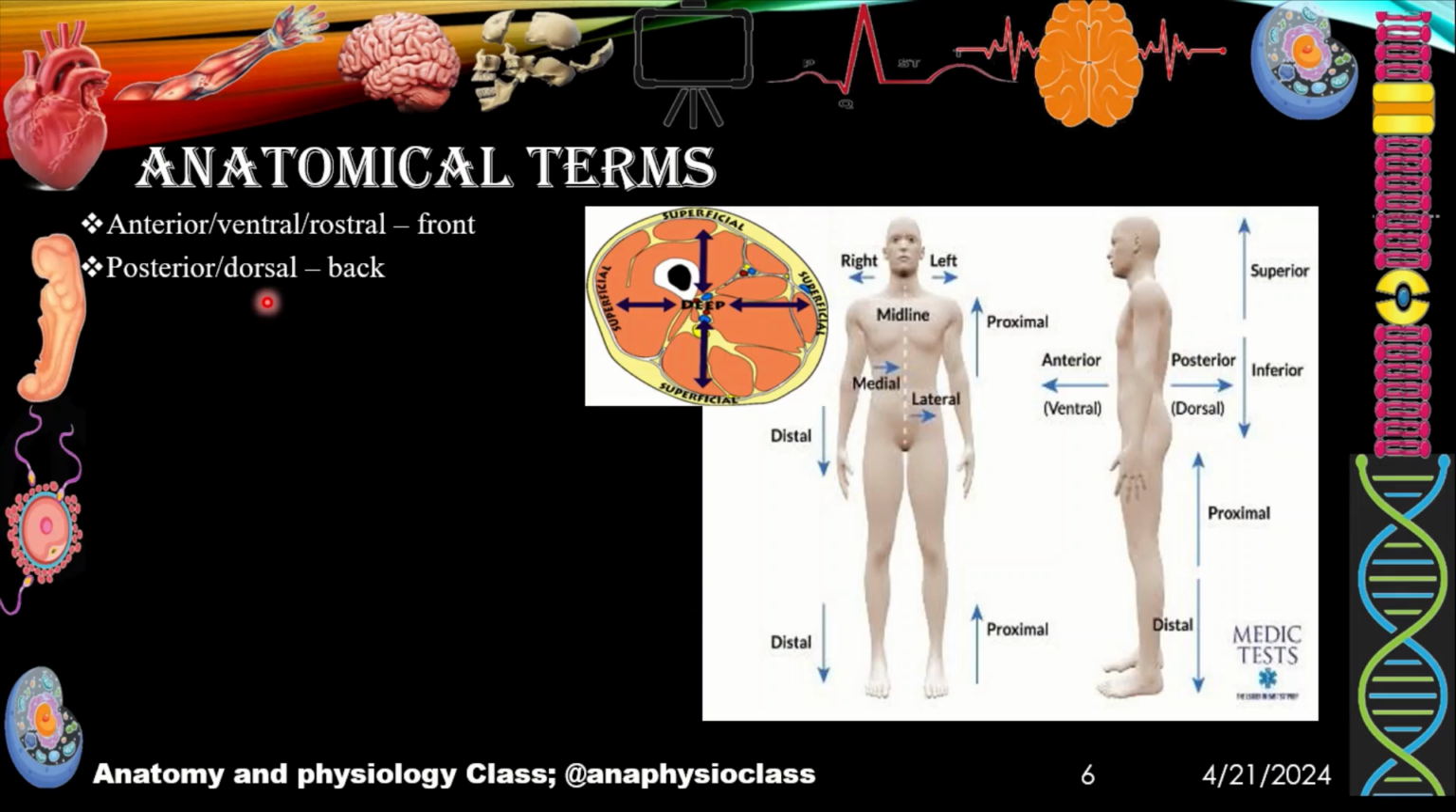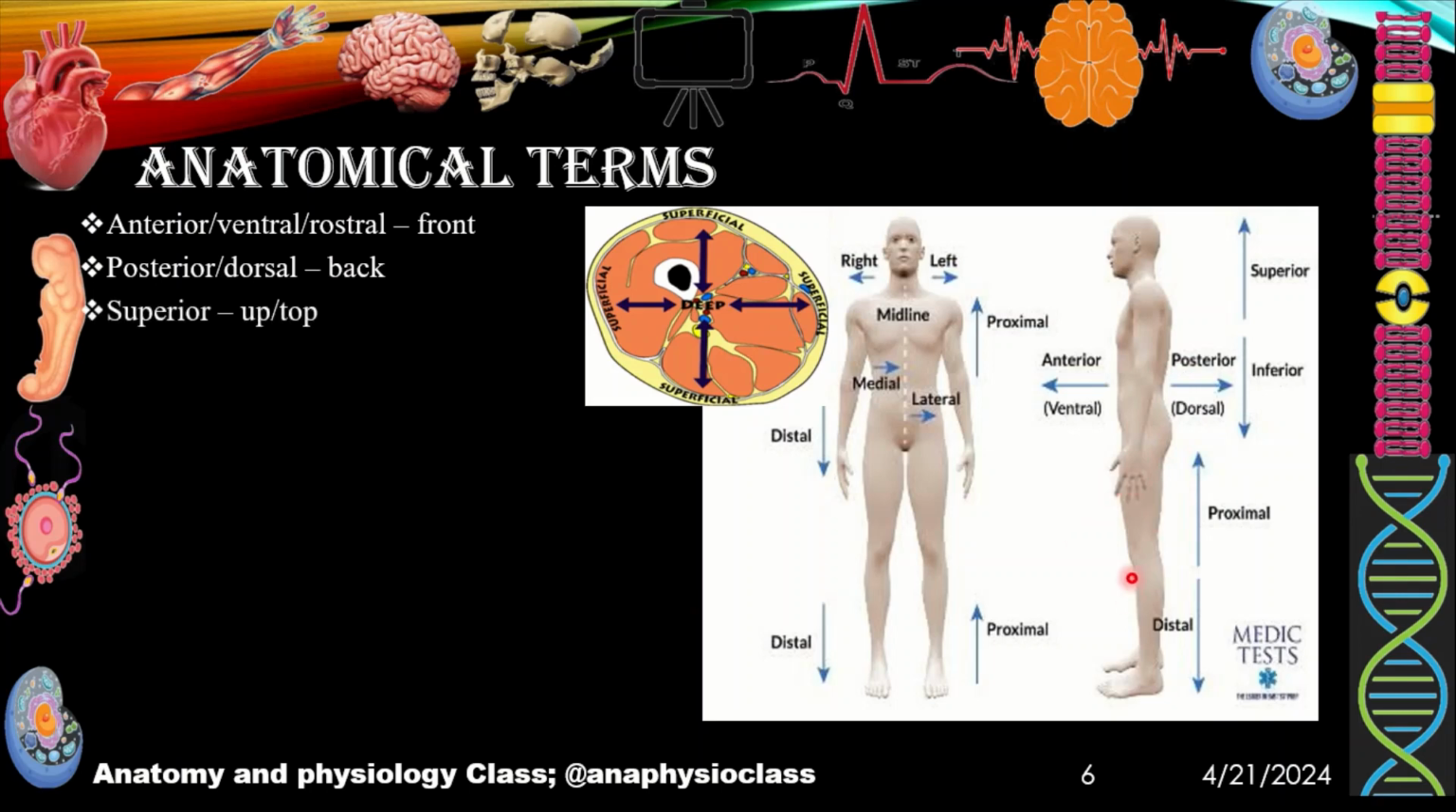Posterior also means dorsal. It means back. So we can say the buttocks are posterior to the backbone. The buttocks are located at the back of the backbone, or we can say the buttocks are present at the posterior part of the body or posterior aspect of the body.